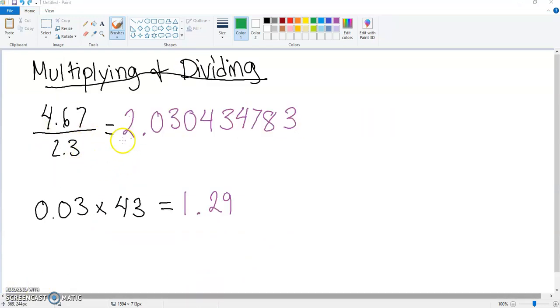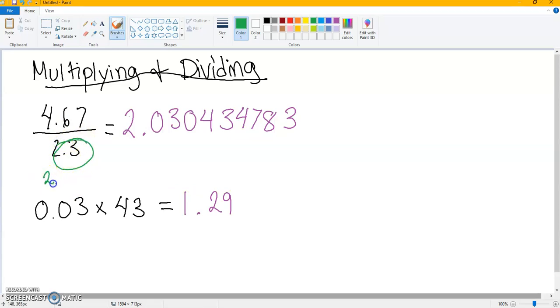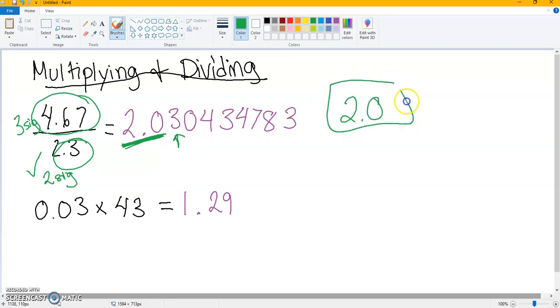All right, the rules for multiplying and dividing. You always look for the value that has the least significance. So in this case, this 2.3 has 2 sig figs, and 4.67 has 3 sig figs. And you always go with the one that has the least. So I'm going to round my answer to 2 sig figs. I check to make sure I don't need to round up, and I don't. So I report my answer as 2.0.